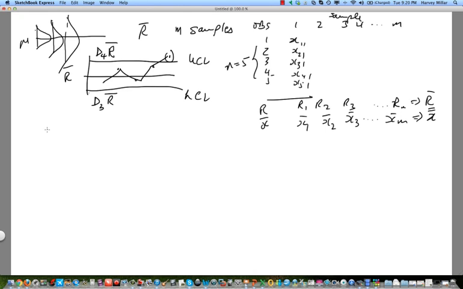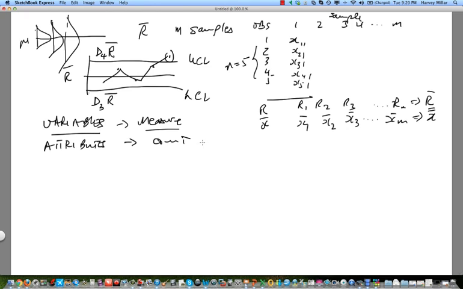I want to mention one more chart, actually two more charts for you. Those two charts that I just discussed, a range chart, an R chart, and an X bar chart, control what we call variables. And variables are things that we measure. We could talk about distance, weight, height, etc. But if we talk about attributes now, those are things that we count.